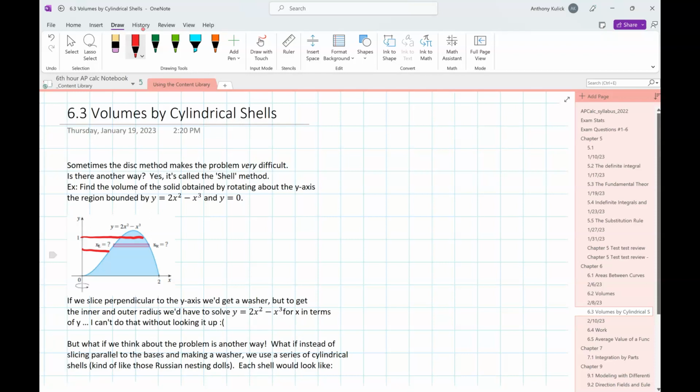The problem is that's the same function. It's going to make it really difficult to come up with a way to write that cross-sectional area, when for the same value of y, your function has two different x's that give you that value of y that you need to use as your inner radius and outer radius.